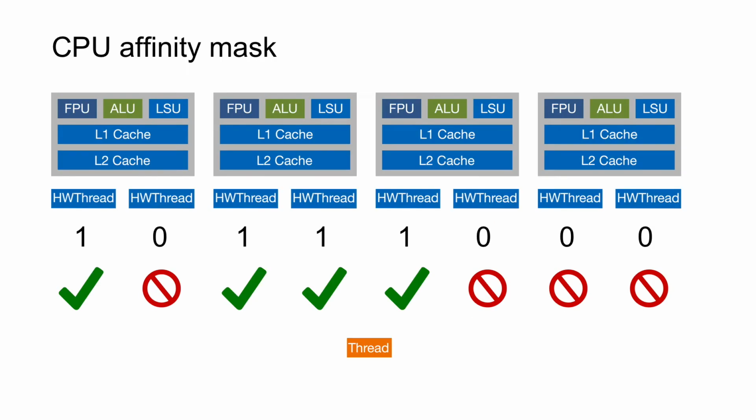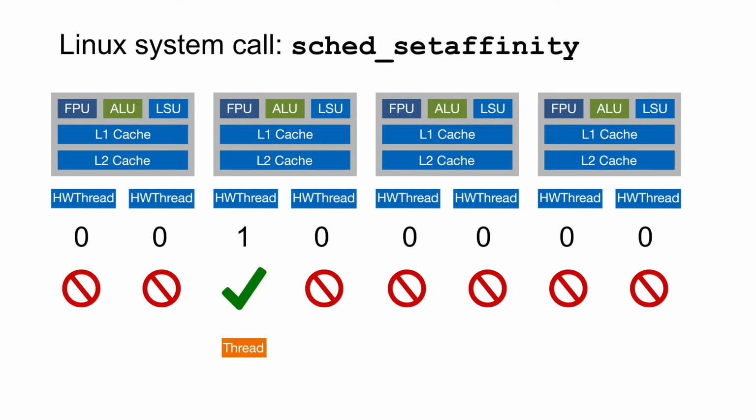The task scheduler has a so-called CPU affinity mask for every process or thread. The CPU affinity mask is a bit set where every bit represents one hardware thread. Only the hardware threads where the bit is set are considered for scheduling. The CPU affinity mask can be configured using the sched_setaffinity Linux system call. If only one bit is set, the thread can run only on one hardware thread. This is how pinning is implemented.